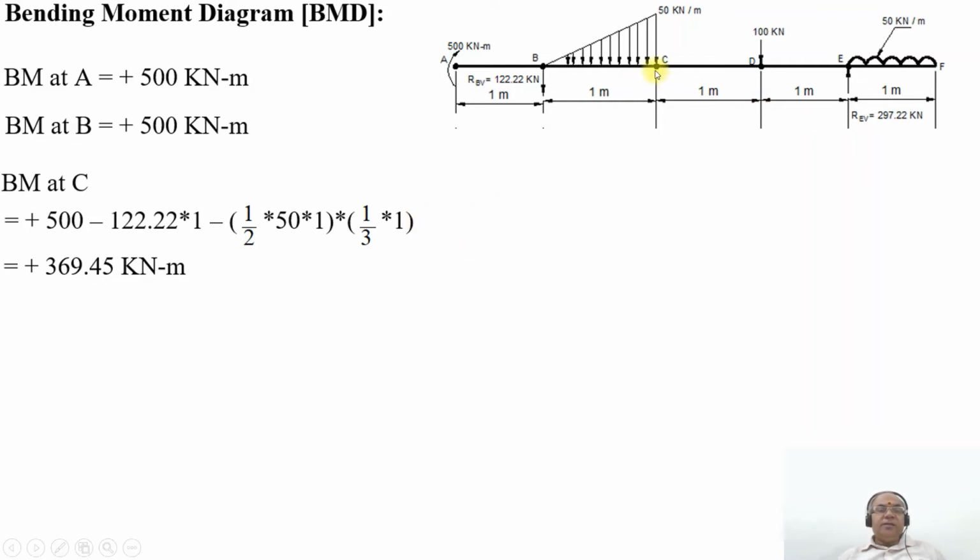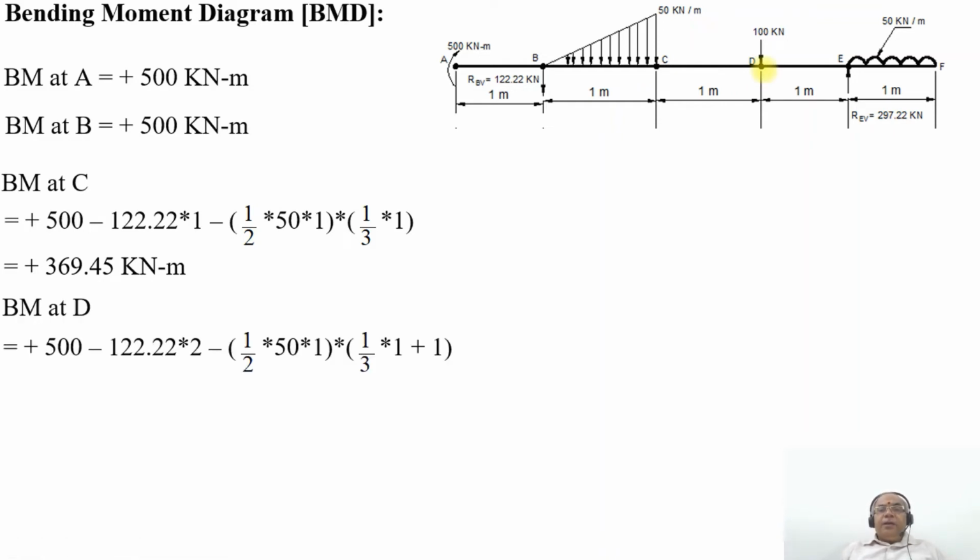So it is at this point. Similarly, BM at the point D will be equal to plus 500 minus 122.22 into 2, then minus half into 1 into 50 into 1 by 3 plus 1, minus half into 50 into 1 into 1 by 3 plus 1. So BM at D, you will get plus 222.22 kilonewton meter.